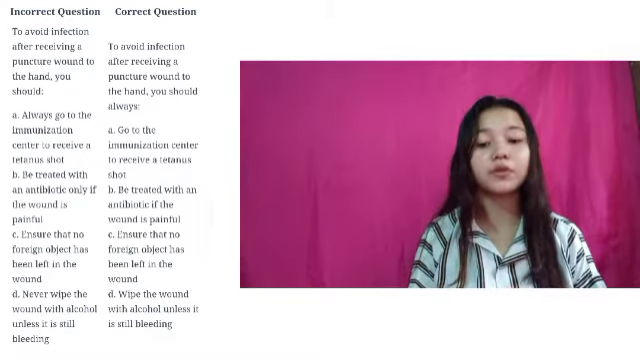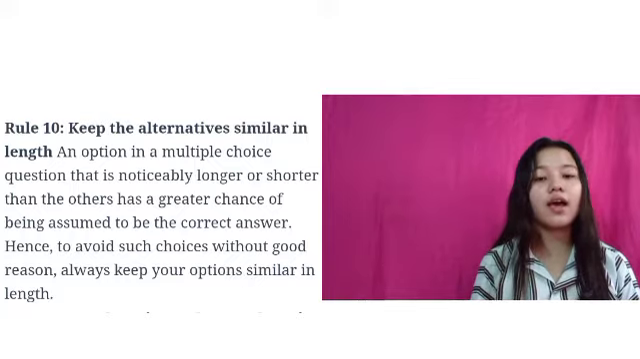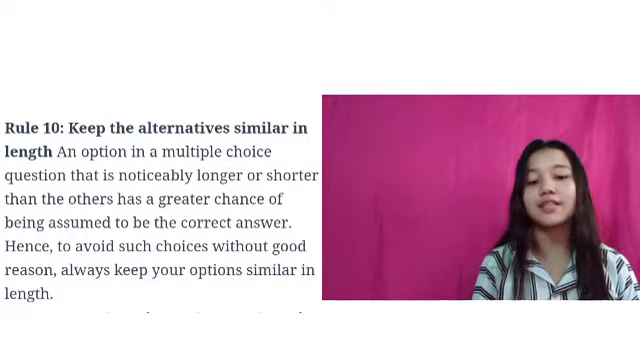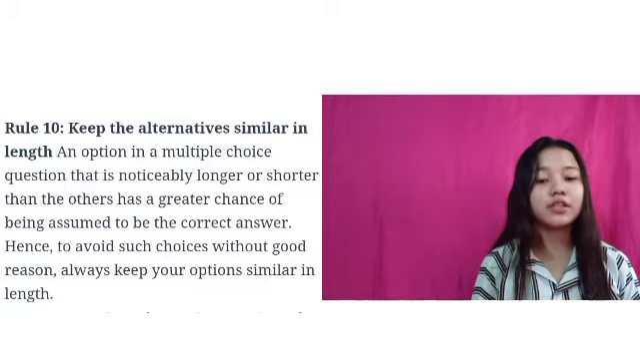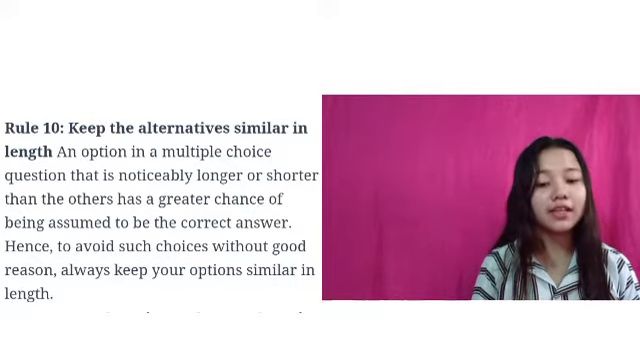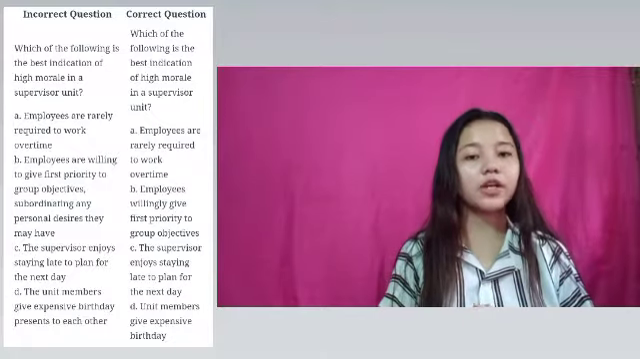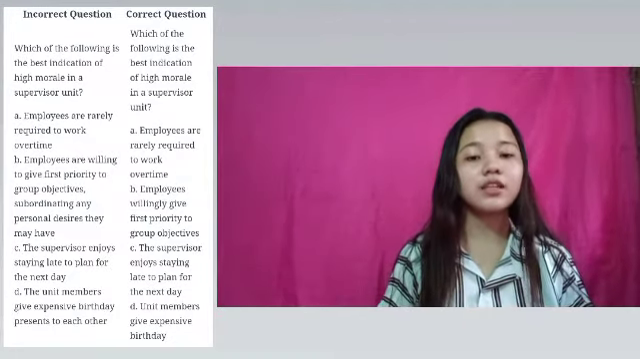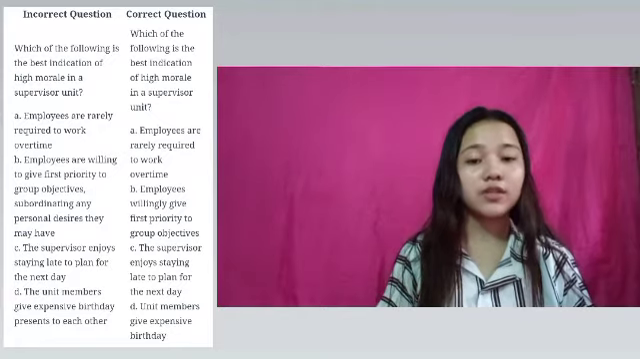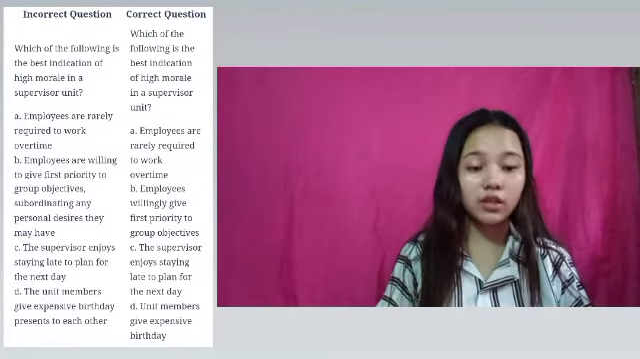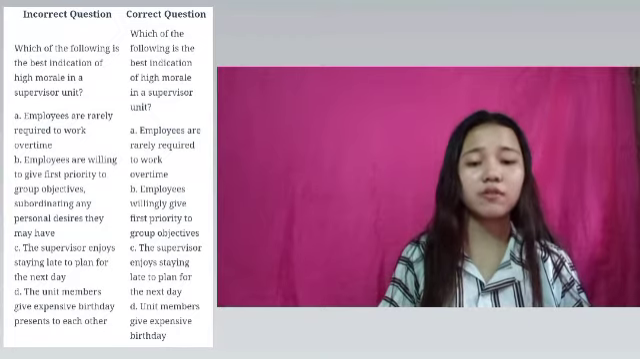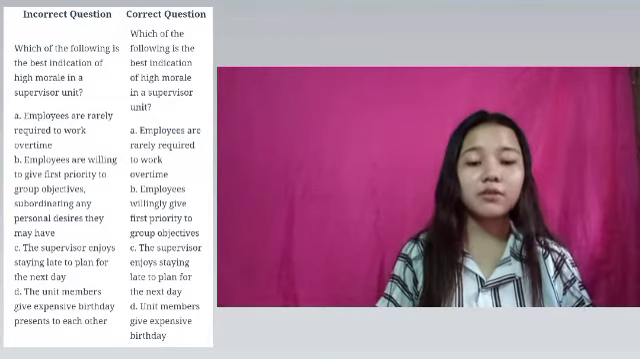So for our last rule, rule number 10, keep the alternatives similar in length. An option in a multiple choice question that is noticeably longer or shorter than the others has a greater chance of being assumed to be the correct answer. Hence, to avoid such choices without good reason, always keep your options similar in length. For incorrect question, example, which of the following is the best indication of high morale in a supervisor's unit? A. Employees are rarely required to work overtime. B. Employees are willing to give first priority to group objectives, subordinating personal discharge.